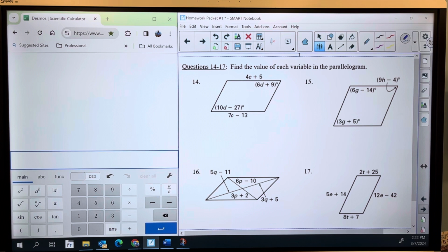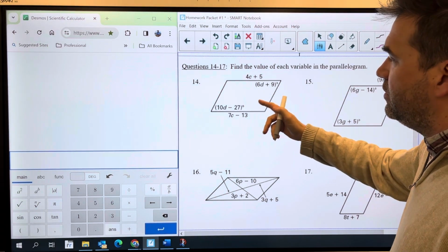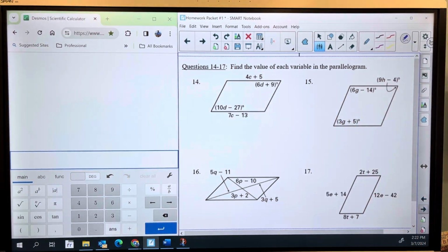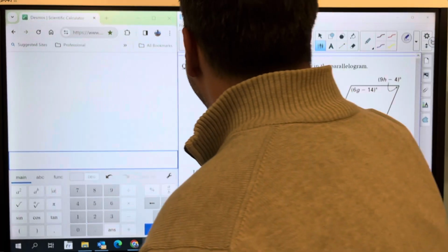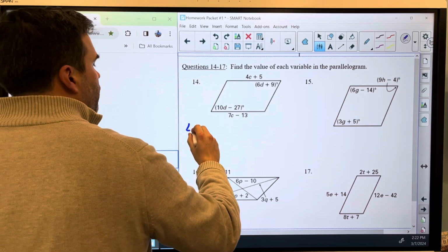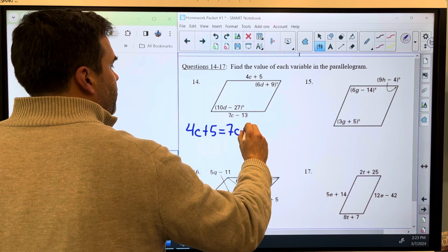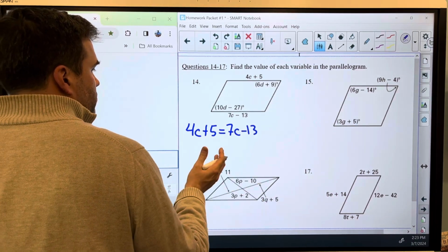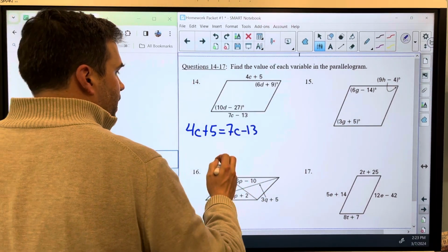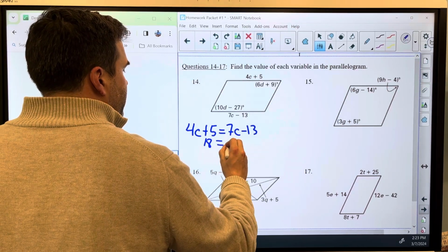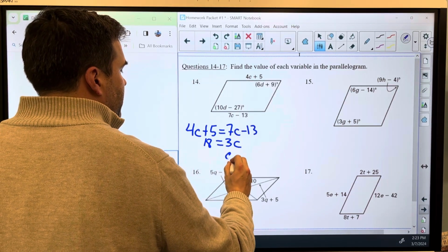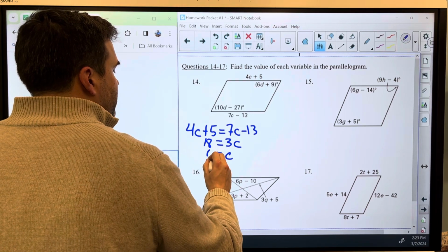Using properties of parallelograms to solve for variables. All right, we've got sides and we've got angles here. Those little circles right there, had a lot of people think those were zeros on a test. Those are degree markers. So I'm going to start with the C's, since those are sides. 4C plus 5 should equal 7C minus 13. Algebra, however you're going to algebra. I'm going to go 18 equals 3C because I like keeping things positive. And so C equals 6.